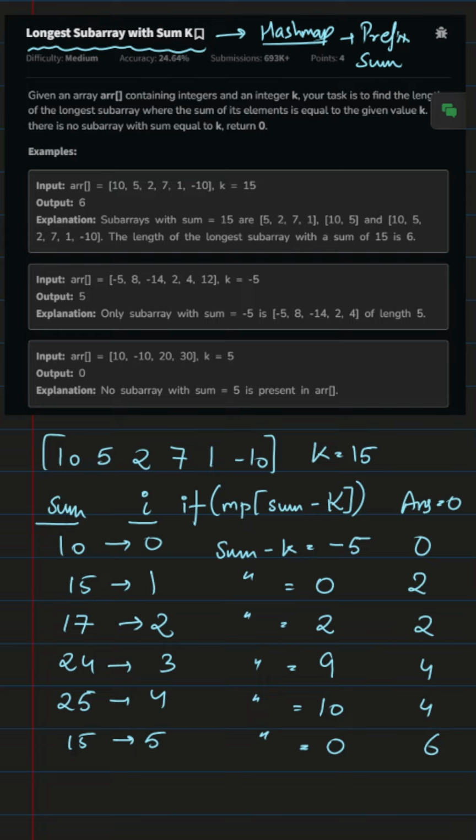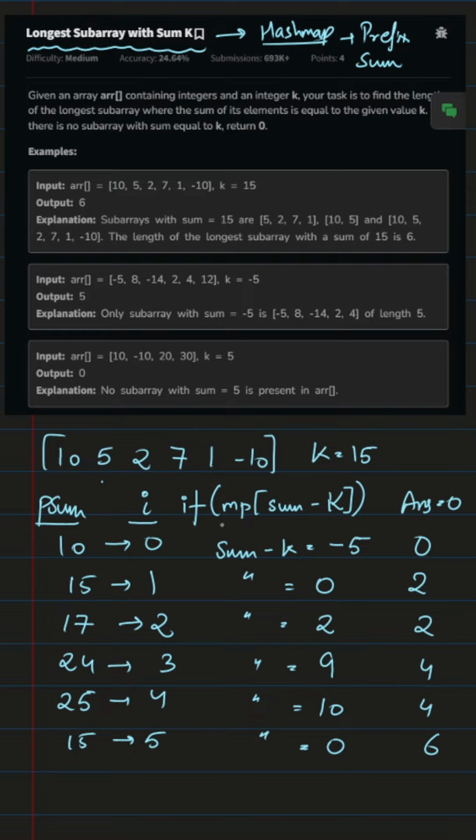Now, how will we do it? Let's do a dry run. At each step of the for loop, we'll count the prefix sum, the p sum, over here at the ith index. We'll check if map of sum minus k already exists. If it exists, then we can check the subarray with the longest sum. Also, if the prefix sum is directly equal to the answer k, then also.